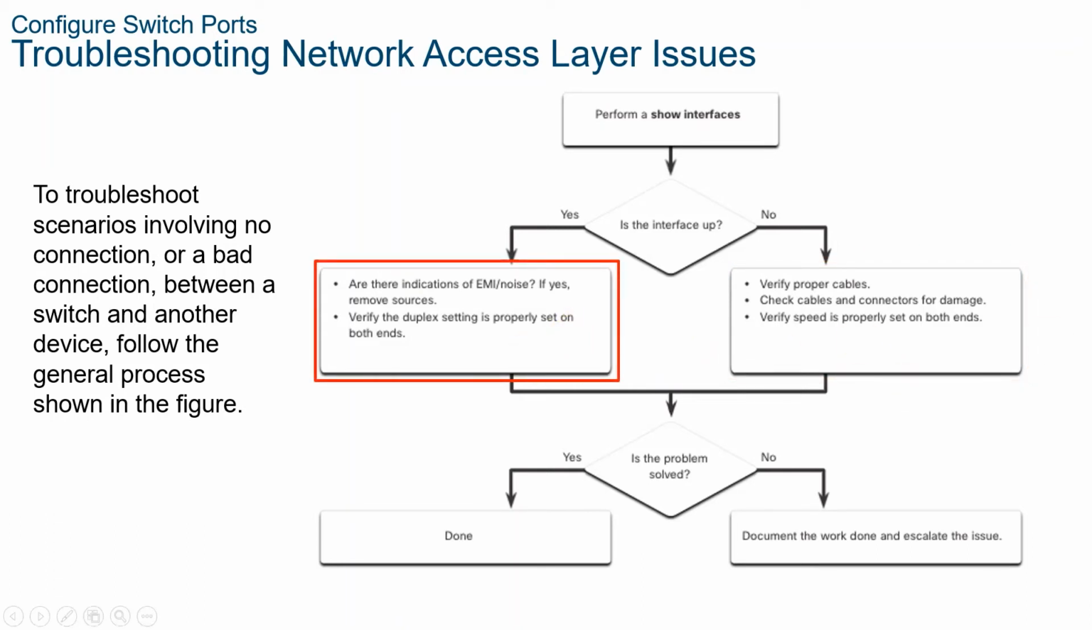Now, what if the interface is up, but issues with connectivity are still present? Using the show interface command, check for indicators of excessive noise. Indications may include an increase in the counters for runts, giants, and CRC errors.